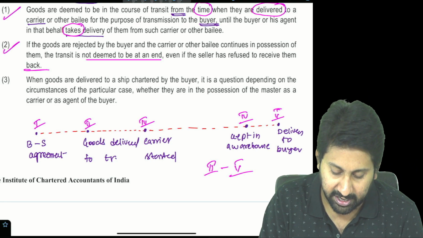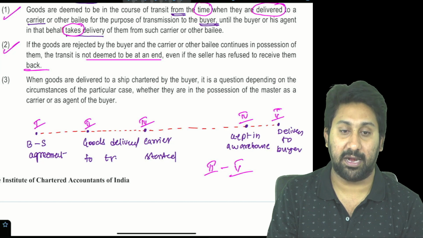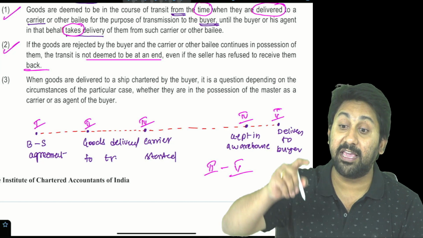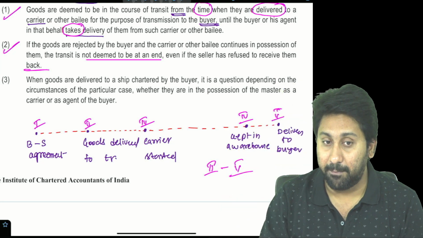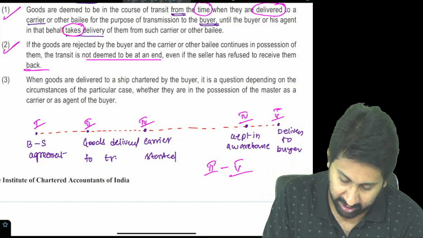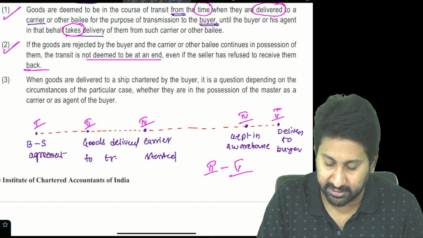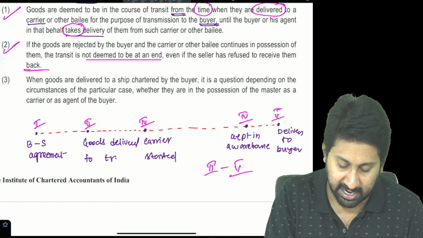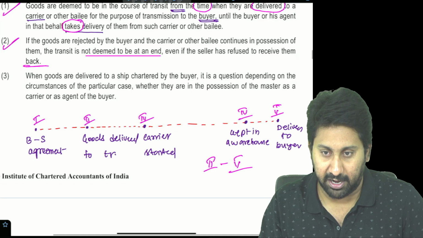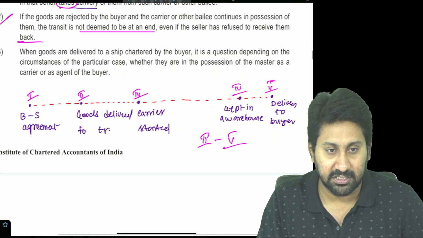When the goods are delivered to a ship chartered by the buyer. Okay, that means the hire is made by the buyer. Buyer hired a ship. It is a question depending on the circumstances of the particular case, whether they are in possession of the master as a carrier or as agent of a buyer. Okay, so what is this point?